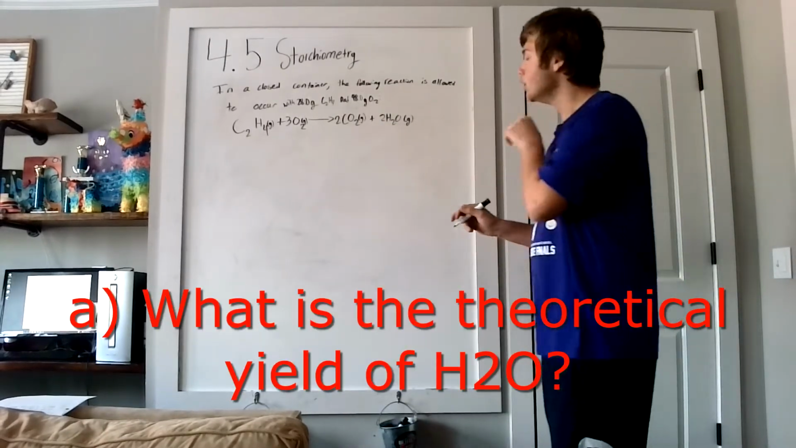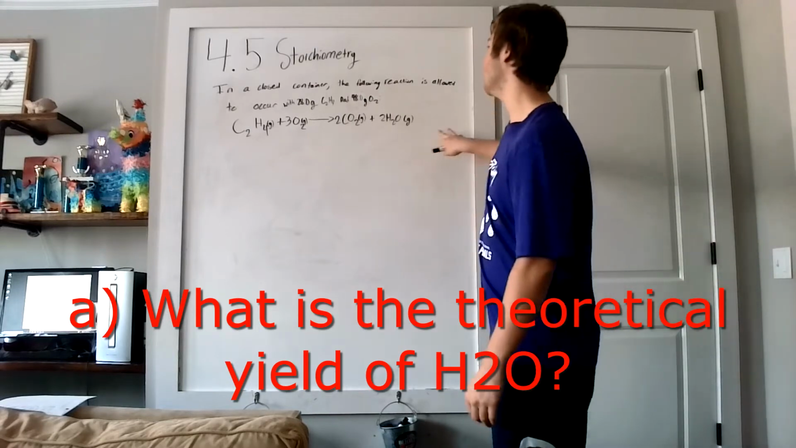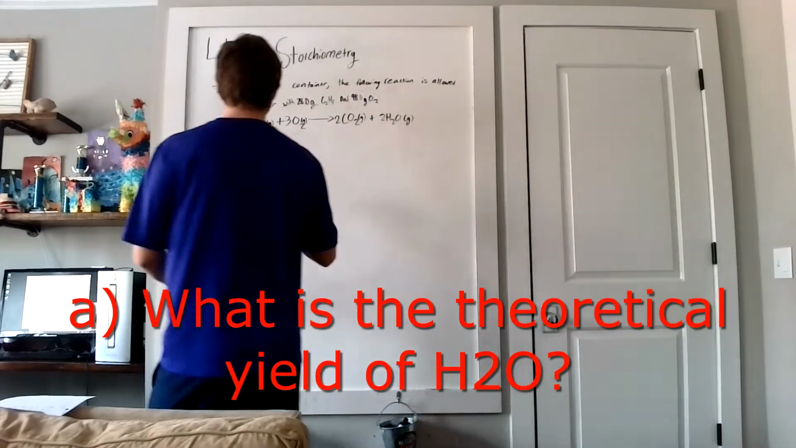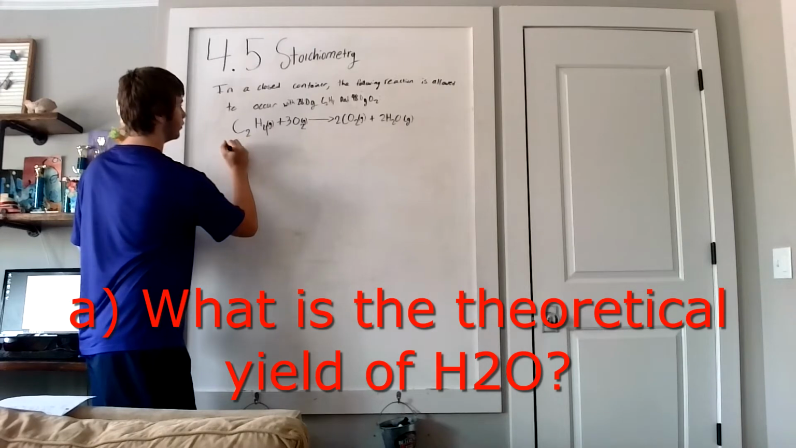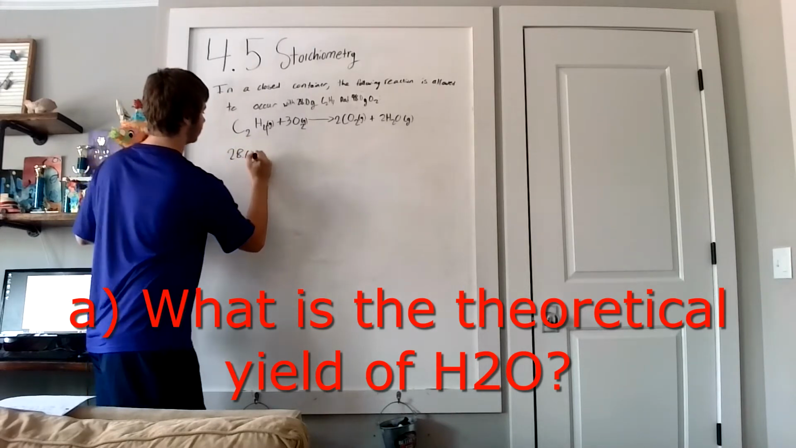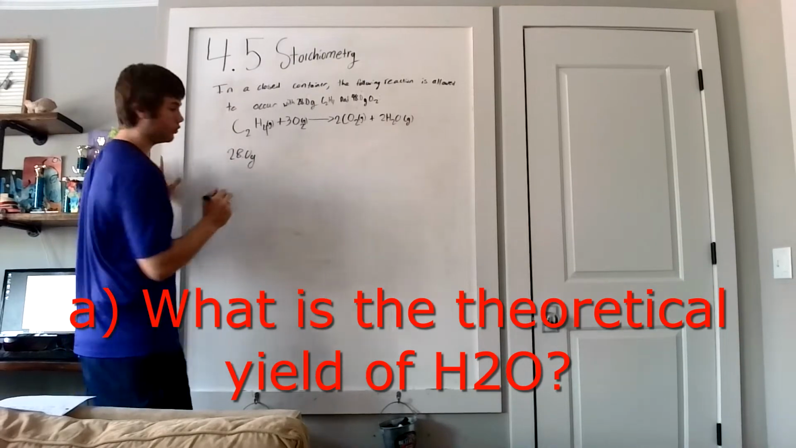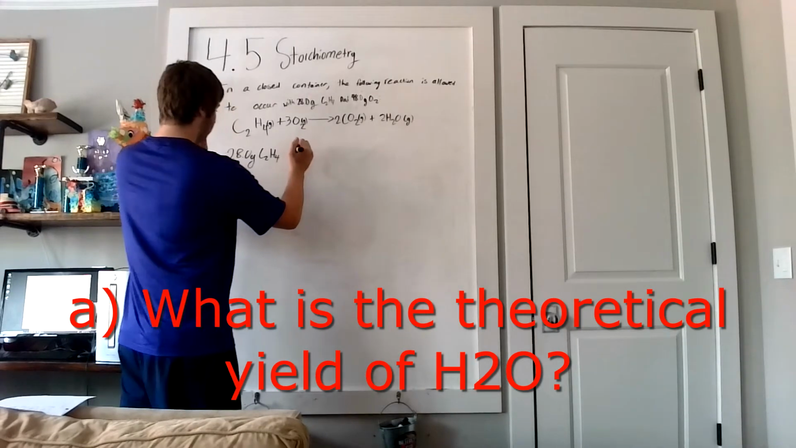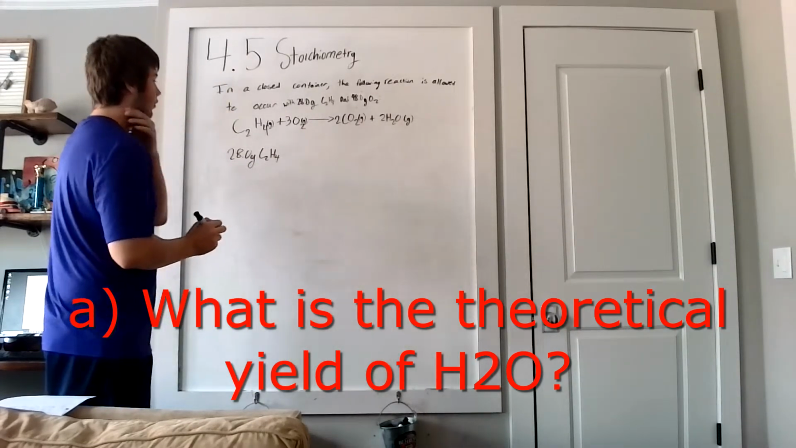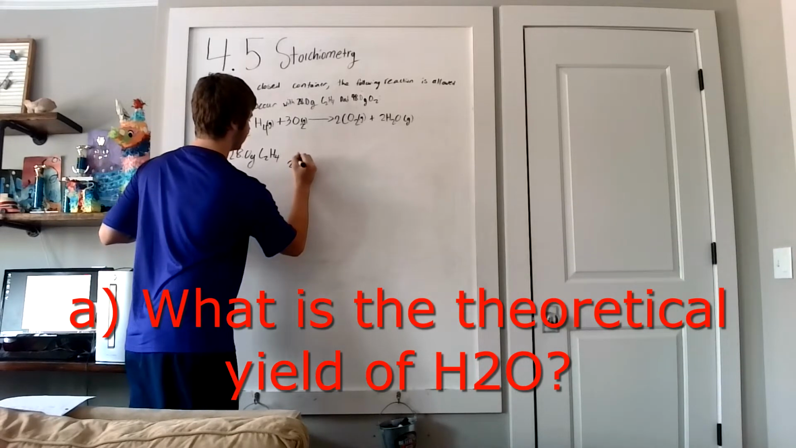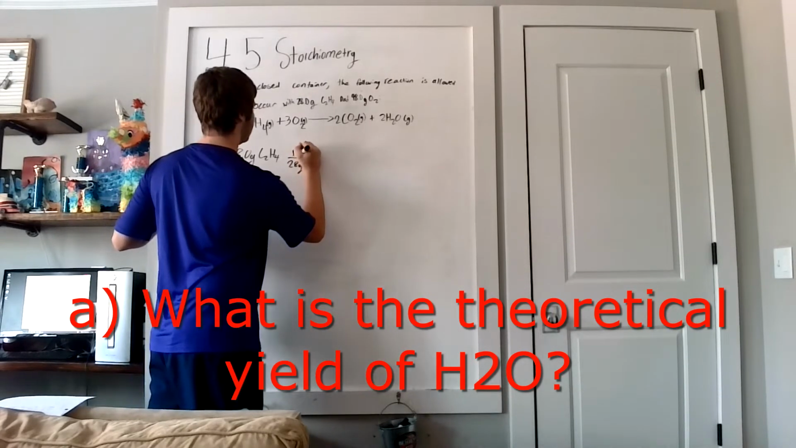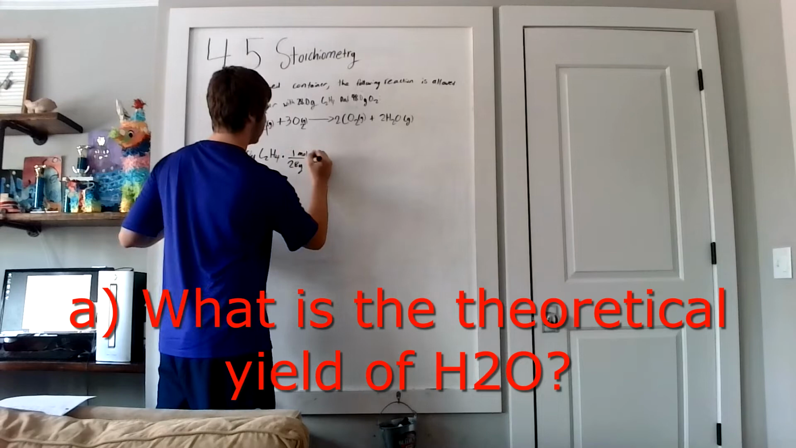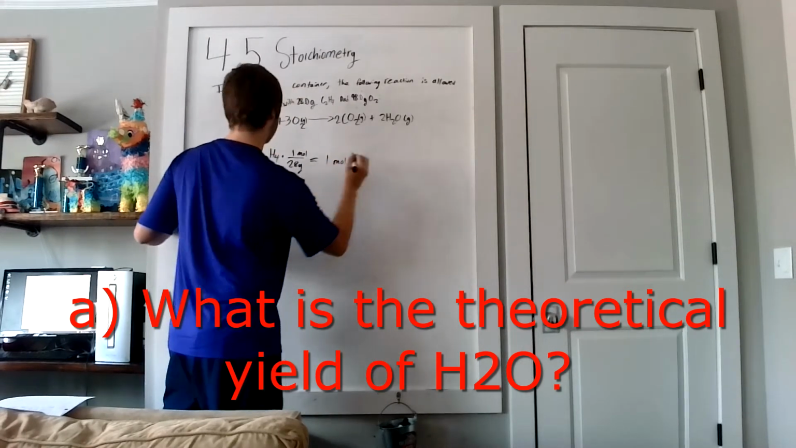So, first, let's do some stoichiometry to figure out which reactant is limiting. The way we can do that is we convert 28 grams of C2H4 into moles. The molar mass of C2H4 is 28 grams per mole. So we're going to use the inverse of its molar mass so that grams can cancel out, and we get 1 mole C2H4.